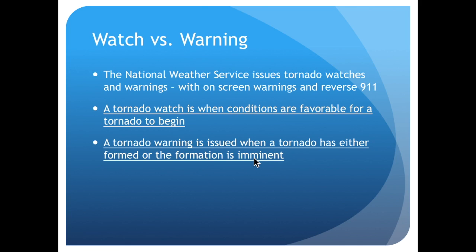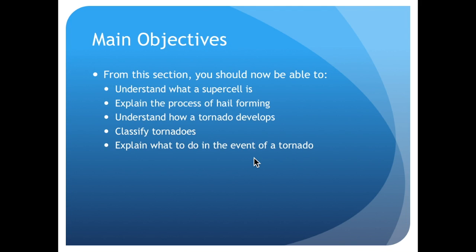So the National Weather Service will often issue tornado watches and warnings and even send out reverse 911 calls and texts. With a tornado watch, it just means that conditions are favorable. It's possible for a tornado to develop. However, if a warning is issued, that means a tornado is either definitely going to happen or it's even confirmed that it's already happened.